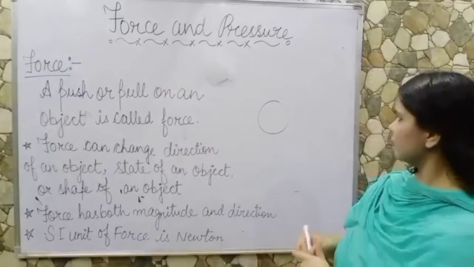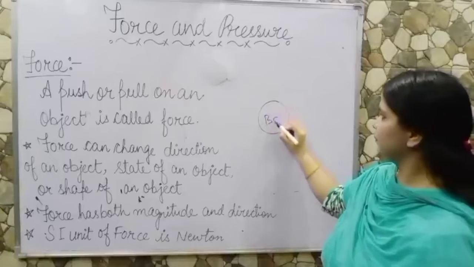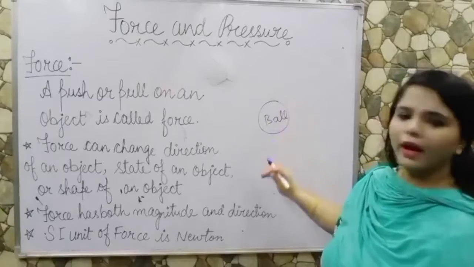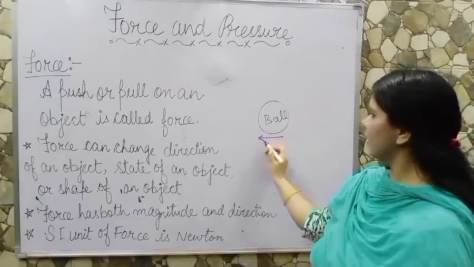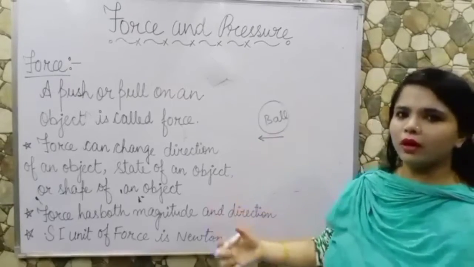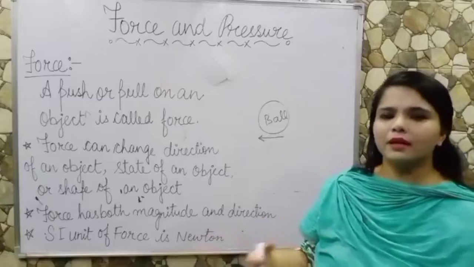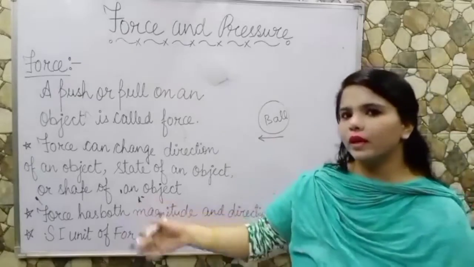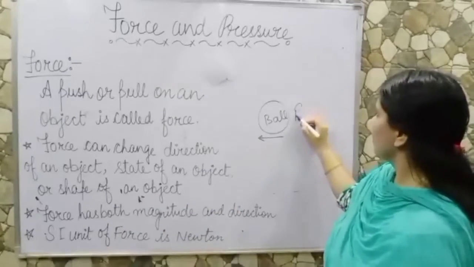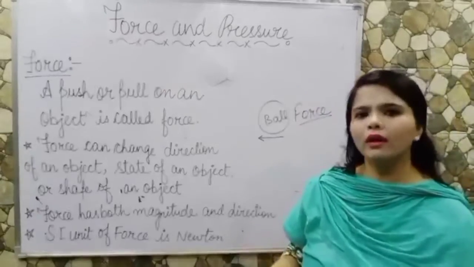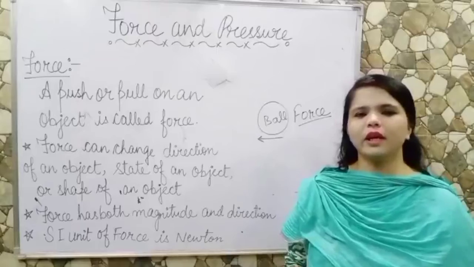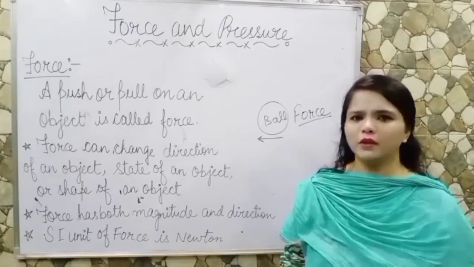See, it is a ball, and I push it. I push it in the direction opposite to me and it starts moving. As a result, it starts moving. So that is force. A ball is said to have force applied on it. Now see what are the results of these forces.